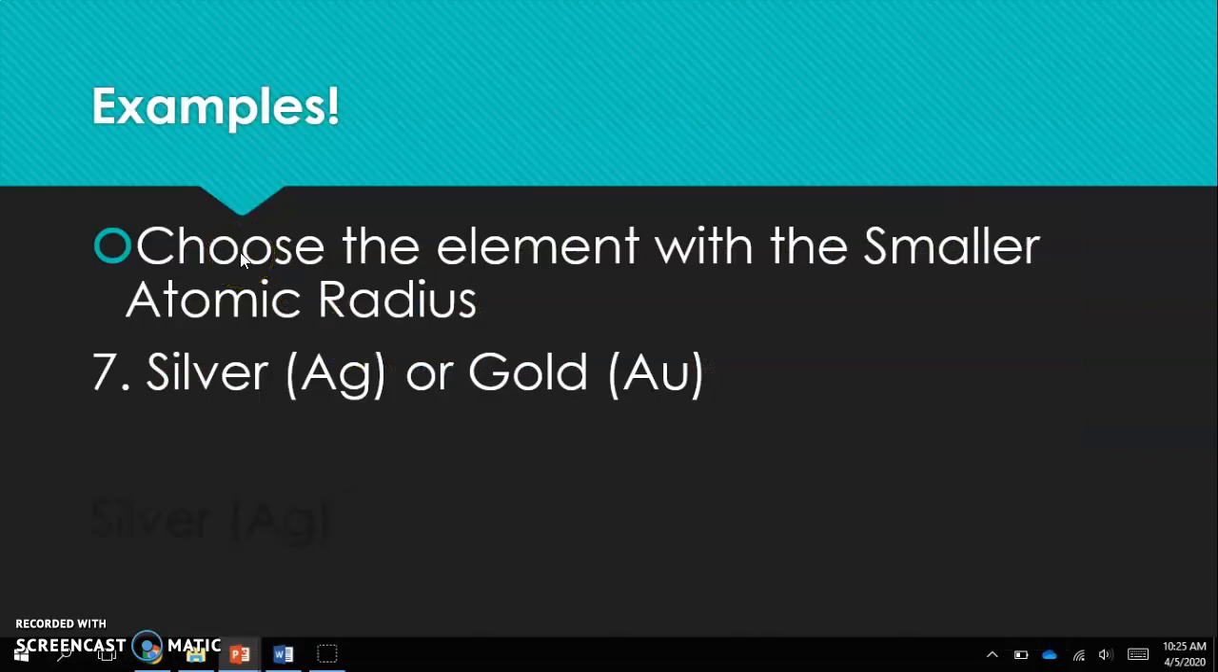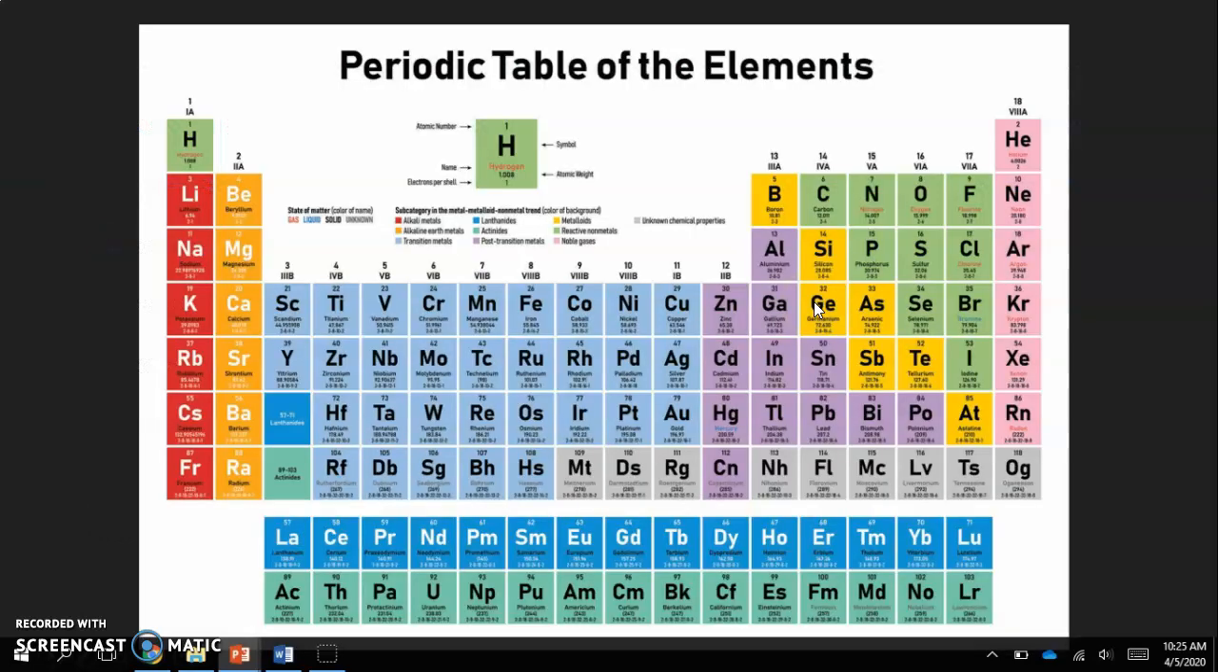So here's an example. It says, choose the element with the smaller atomic radius, silver or gold. Well, let's jump back. Here's silver, right? And here is gold. So remember, our atomic radius increases as we move to the left, and it increases as we move down. Now, our question was asking which one would have the smaller atomic radius, okay?